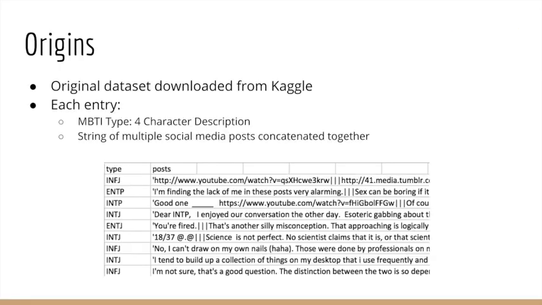The data. The original data set that I downloaded was from Kaggle. Each entry has a Myers-Briggs type indicator, which is the four character item in the leftmost column. And then it had one long string of concatenated social media posts. So for each person, it has their type and the last X social media posts they've made over a certain period of time. I'm not entirely sure how long that period of time was, but I'm certain that each person has at least the most recent 20 posts.